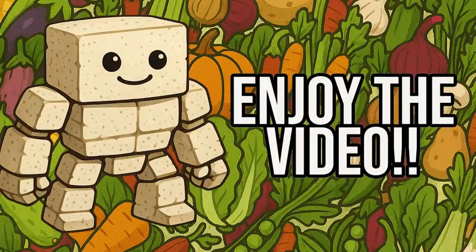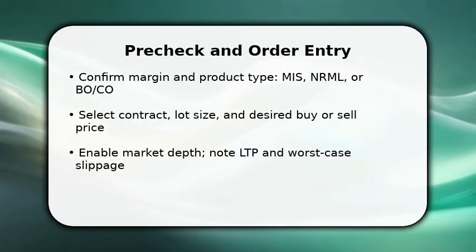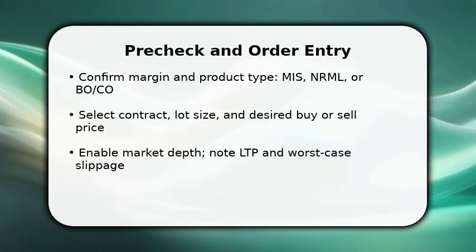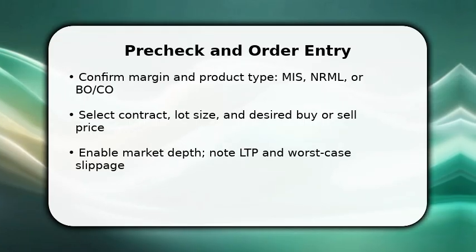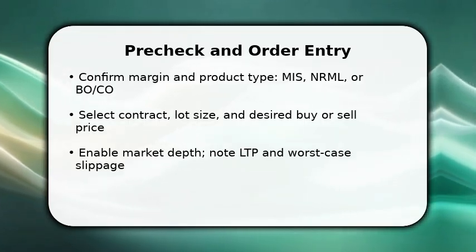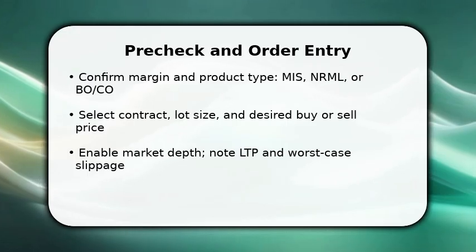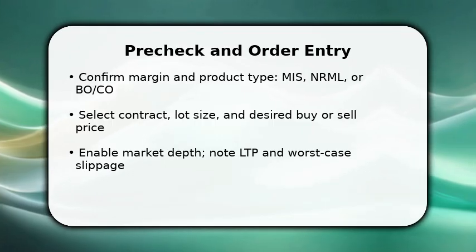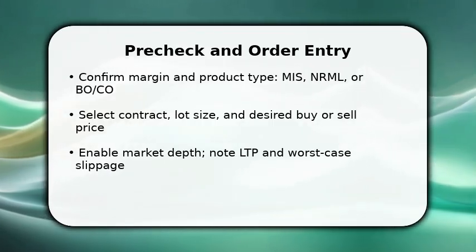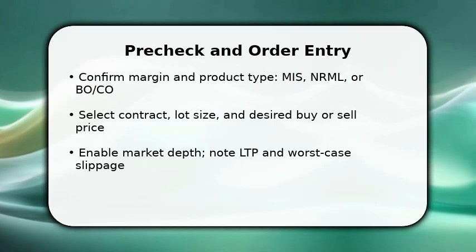Please enjoy the video. You begin by verifying margins and product type. Make sure you choose NRML, MIS, or BO/CO depending on your trade horizon. Next, pick the exact derivative contract and the correct lot size, then enter buy or sell quantity. Once done, glance at market depth and the last traded price to estimate slippage.